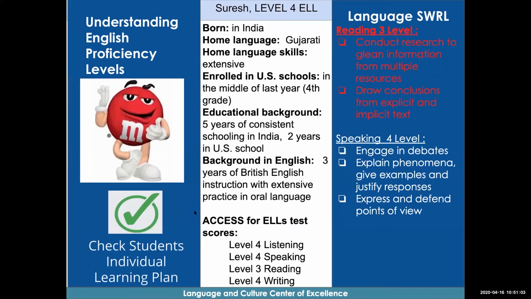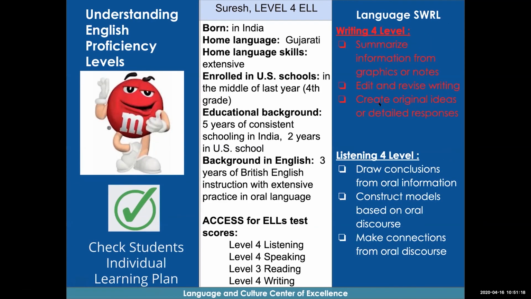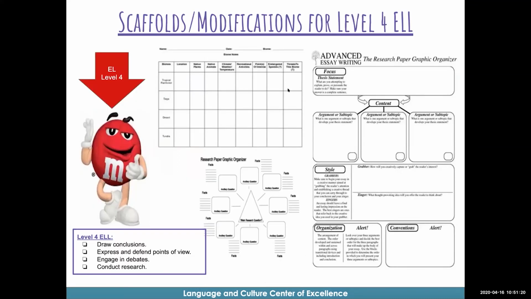All right, our last one is Suresh, and he is my level 4. Again, over here on the right, what he's capable of. His lowest is in reading, a number 3, which you can find up here at the right. And then here's my last slide for Suresh at a level 4. I did not do a level 5 because level 5 should be transitioning out. So here, a level 4 ELL, here's what he is capable of.